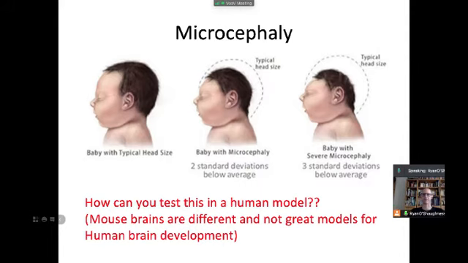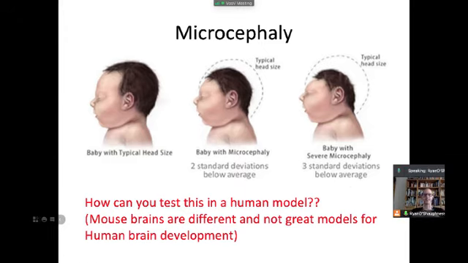So this is what microcephaly is. Microcephaly is just a reduction in the size of the head of the baby. And so we can see here, this is a baby with typical head size, and then this is not very severe microcephaly and very severe microcephaly, where we're seeing progressive reduction in the size of the head.